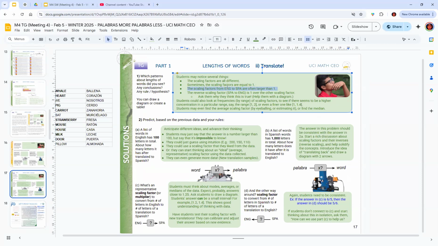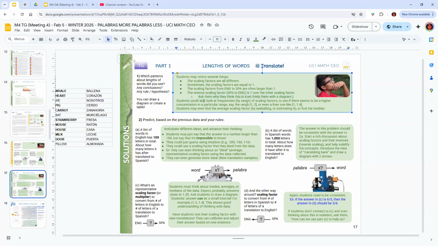The scaling factors from English to Spanish are more often than not larger than 1. So words in Spanish really tend to get longer. The reverse scaling is 1 over the other scaling factor. That could be another conclusion. And this is always true, so it doesn't matter which data they have. So this is a generality. You could ask them to think why, right?